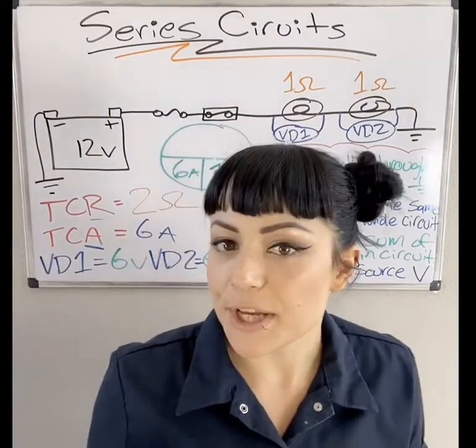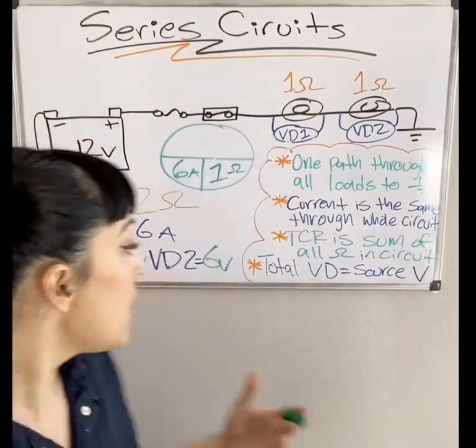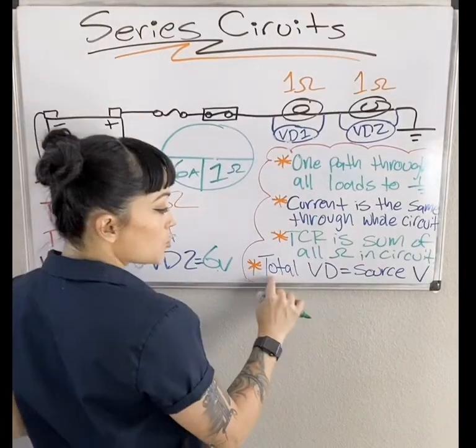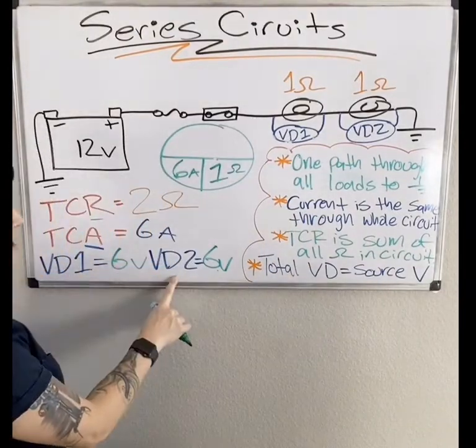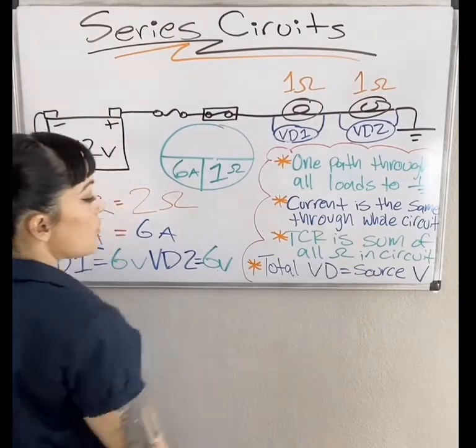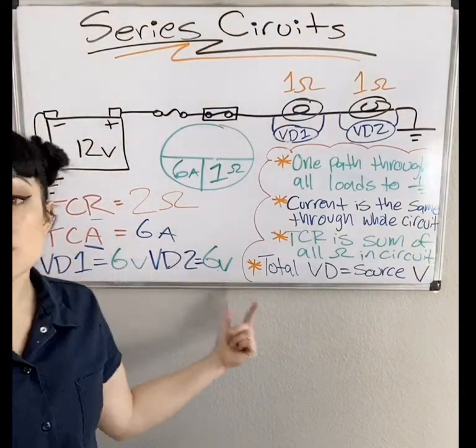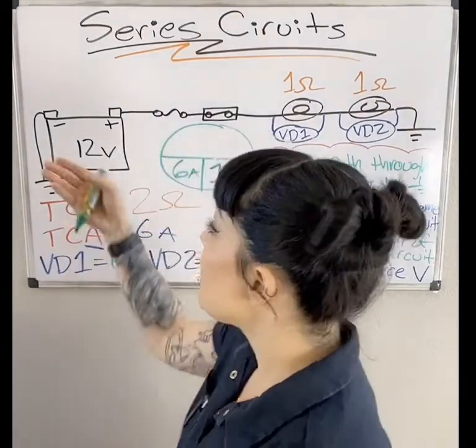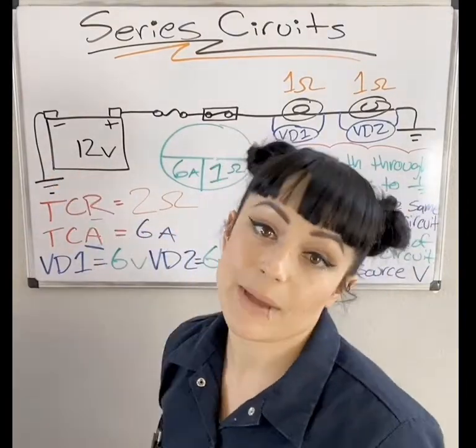6 volts is how much our second one is dropping. Now if you want to double check your math, again, very basic stuff, you remember total voltage drop, so VD1 and VD2, needs to equal source voltage. And if I add up 6 volts plus 6 volts, that equals my source voltage. So we did our math right.